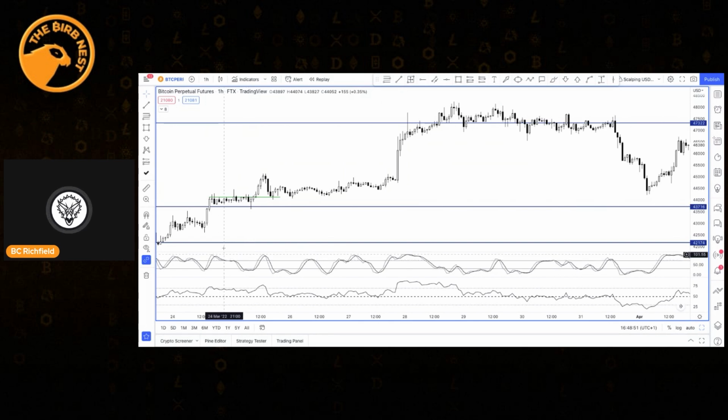So we can use the stochastic RSI here, which we can see when it comes down below the 30 line here and has this bullish cross where the lines cross over and start to trend up. That shows that there's bullish momentum coming into the trade.